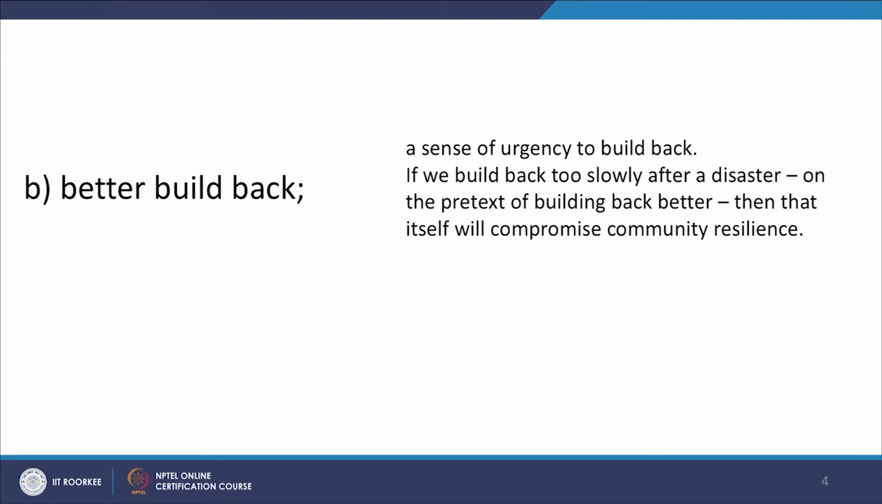Whereas better building back talks about a sense of urgency to build back. This is in the event of a disaster. Imagine if, on the pretext of Build Back Better, we do it very slowly after a disaster, then it will also compromise community resilience, because a slow process also compromises community resilience. That is where this second concept is working.